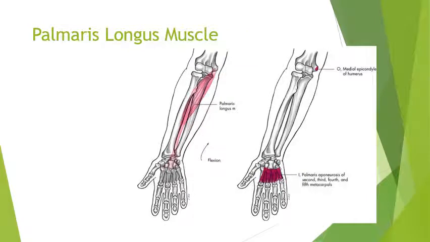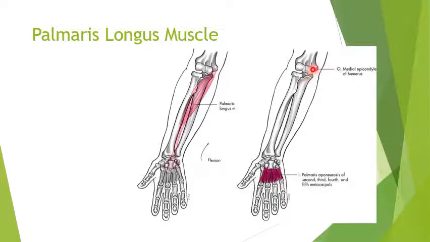The Palmaris longus is going to be the one wrist flexor that doesn't have flexor in the name. It inserts on the palmar aponeurosis, which is basically a thick band of tissue in the palm of the hand. Again, the origin is the medial epicondyle.